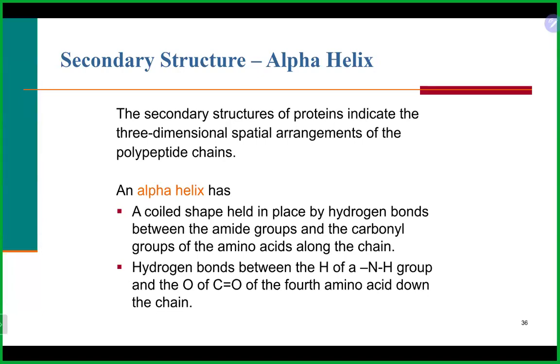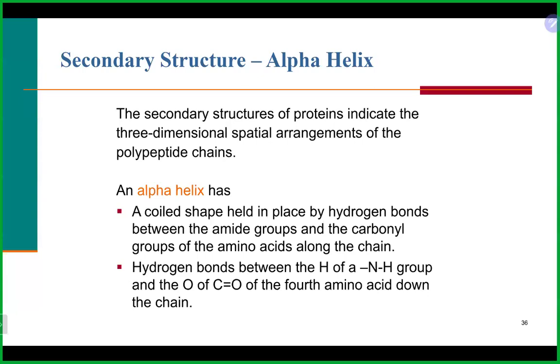One of the secondary structures is known as alpha helix, and that is a coiled shape that's held in place by hydrogen bonding that is happening between the amide group and the carboxylic acid or carbonyl group of the acid part. And that is happening down the road a little bit. So what ends up happening, because they are not really near each other, they're sort of down the road from each other as they sort of do that hydrogen bonding.